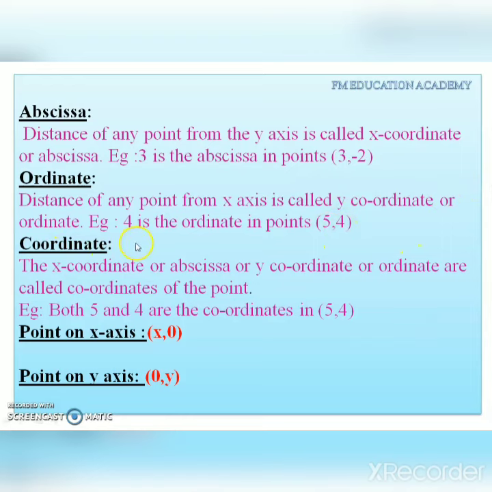In area of triangle we have 2 formulas. One is the general formula. If the exam does not mention any method, you can use the general formula. What is the general formula of area of triangle? The general formula of area of triangle is half into base into height.